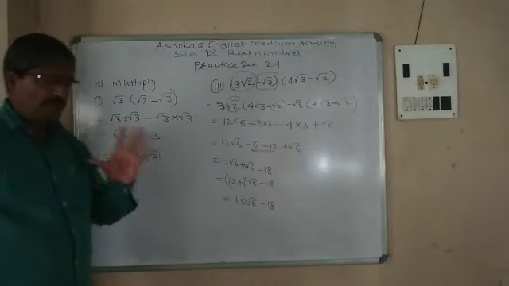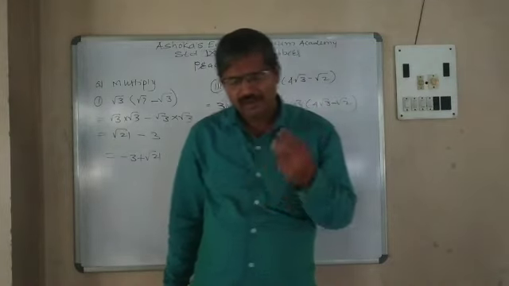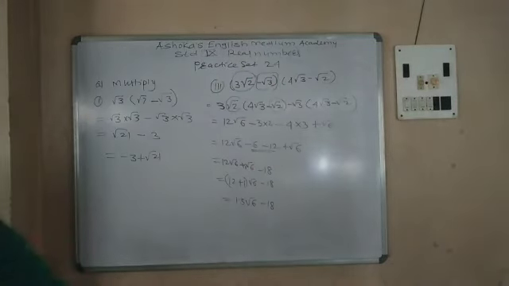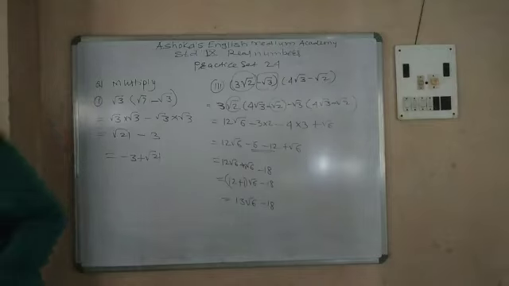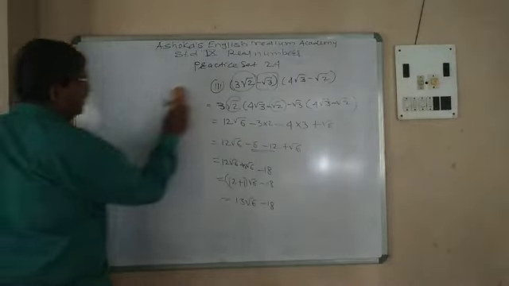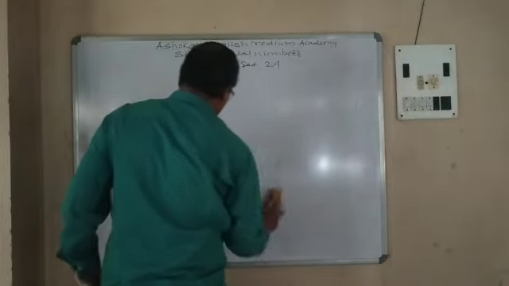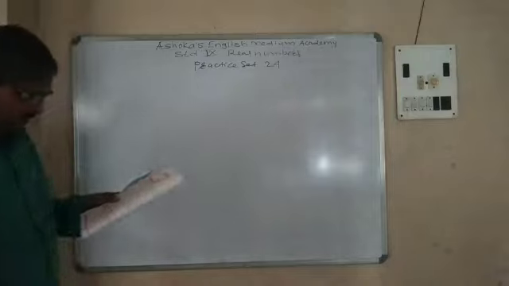Here there is a need of concentration. If your concentration is diverted a little, then you can make a mistake. So be aware while doing multiplication. And now we are going to enter into question number 2 of this exercise, practice set 2.4.